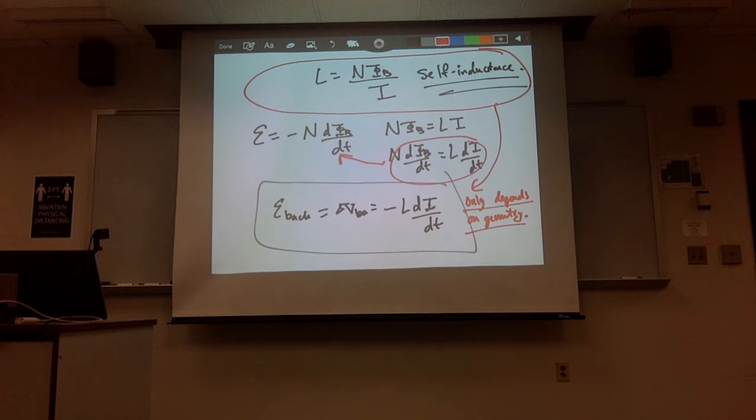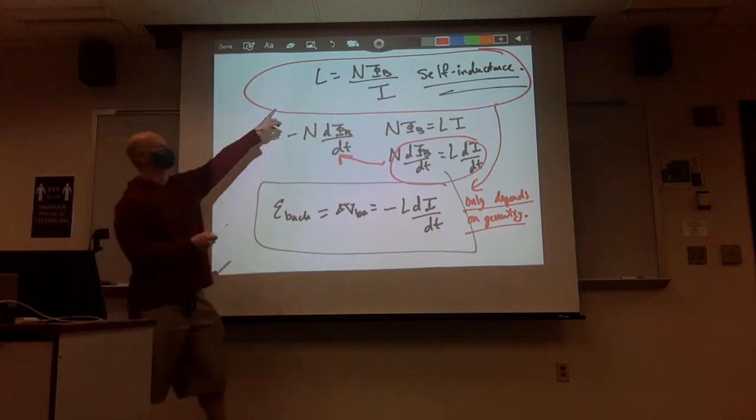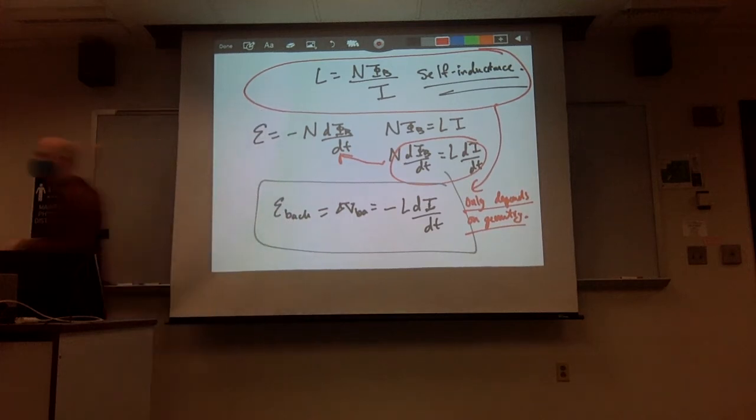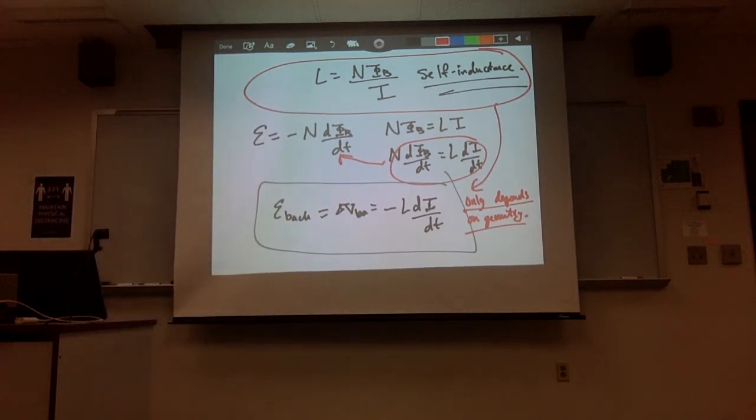So if I change the current, then I change the size of the magnetic field, but they change proportionately so that the inductance stays exactly the same. So the inductance of an inductor only depends on the geometry of the inductor. It does not depend on the current or the magnetic flux. Those two are directly related to each other.